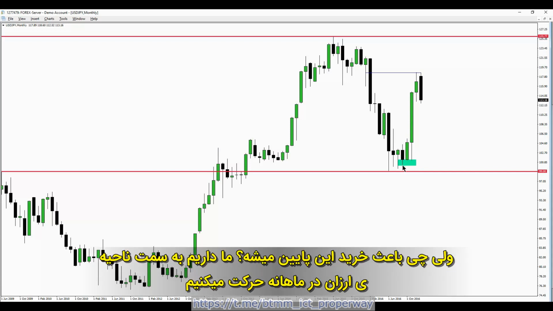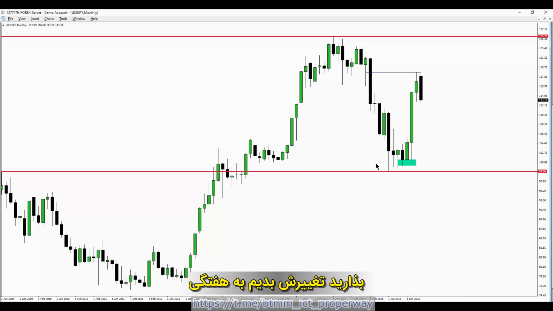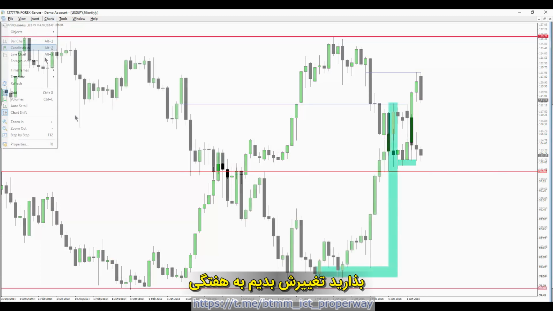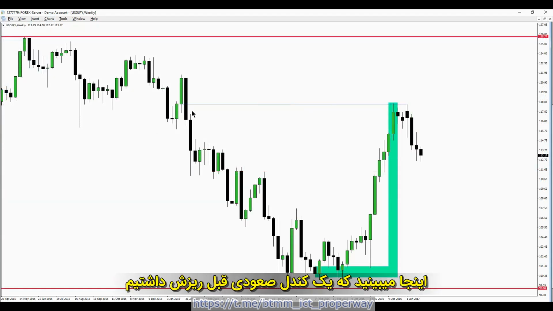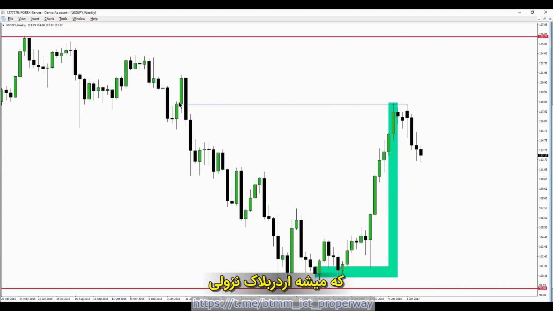But what makes the buy down here? We're in a discount on the monthly. Let's change it over to a weekly. Okay, here's the same dollar yen, just in a weekly format. You can see here we have an up candle right before the down move. That's a bearish order block. So we're mapping that opening out over to here.